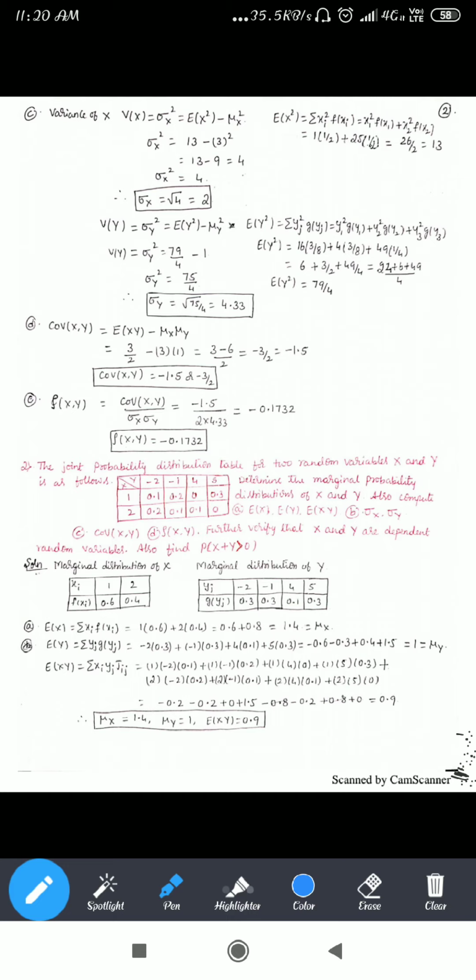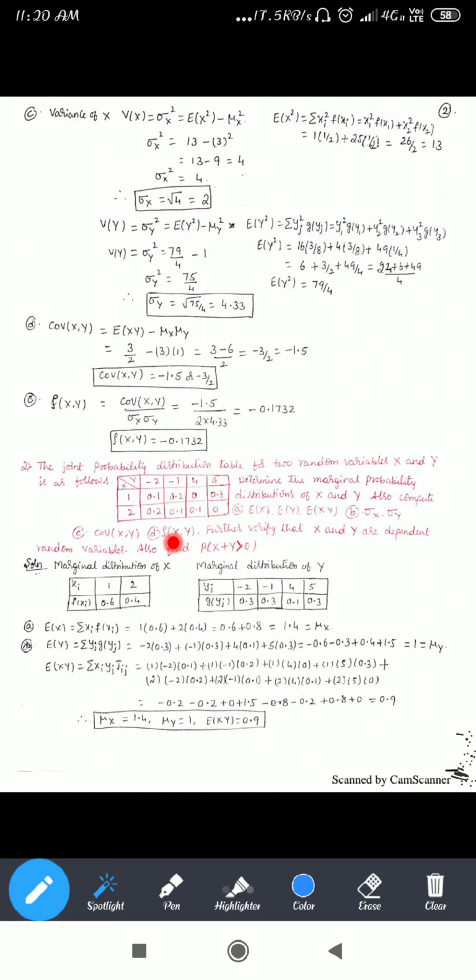Next, the second one is the joint probability distribution. They have given the JPD and asked to determine the marginal distribution. Okay, you know how to find marginal distribution. For x we have to add 0.1 plus 0.2 plus 0 plus 0.3, that is 0.6. Next, 0.2 plus 0.1 plus 0.1 plus 0, you'll get 0.4.